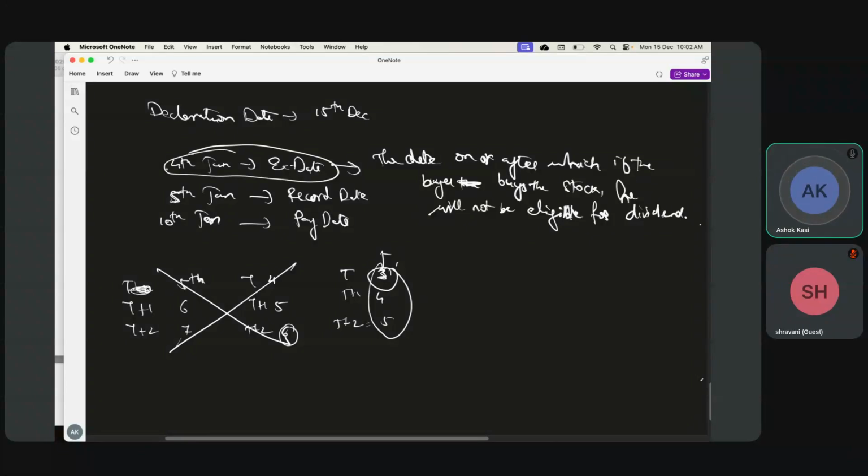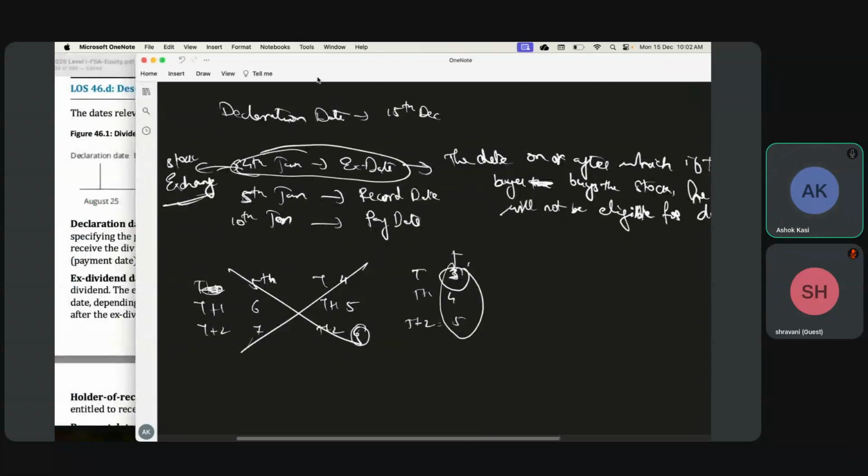If he buys on 4th, then who will get the dividend? The seller will get the dividend. If he buys on 5th, the seller will get the dividend. If he buys on 3rd, the buyer will get the dividend. And this ex-date is provided by the stock exchange. That is a very important one. The rest of the dates are provided by the company.